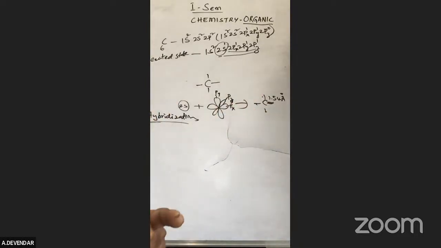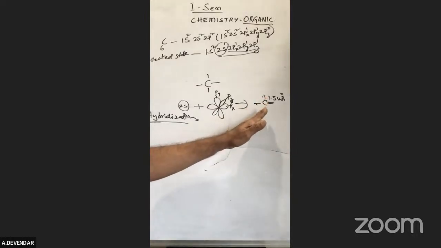Again, I am repeating. What is the meaning and definition of hybridization? Mixing of pure orbitals of the same atom of similar energy to form the same number of new equivalent hybrid orbitals is called hybridization.